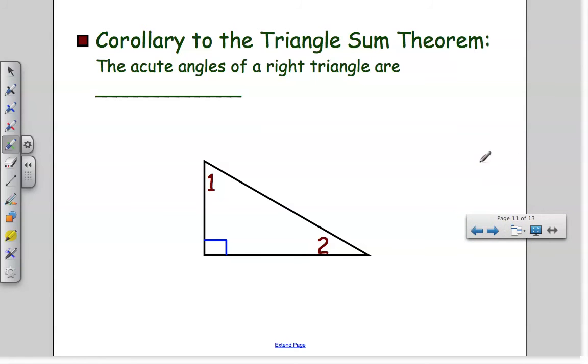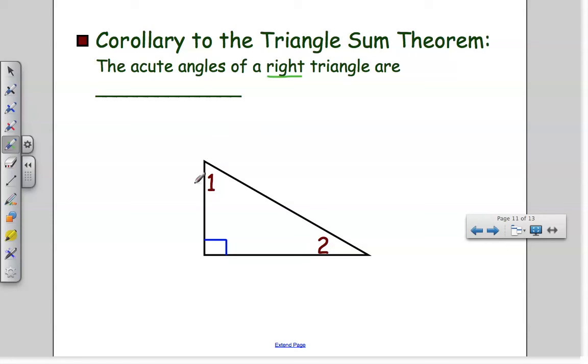And one more sort of theorem. Actually, it's a corollary. And a corollary is an extra theorem based off of a previous theorem. So it's a corollary to the triangle sum theorem. It's kind of an extra tacked on thing that has to do with triangle sum theorem. Remember that this said that the angles in a triangle add up to 180. Well, I want to talk about specifically a right triangle and look at what do the acute angles of a right triangle have to be. The acute angles of a right triangle are what?